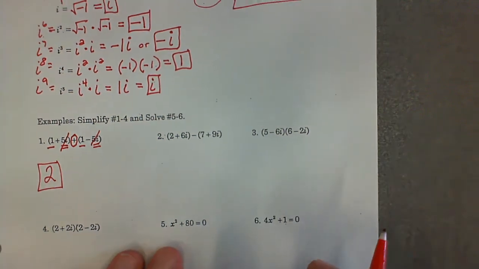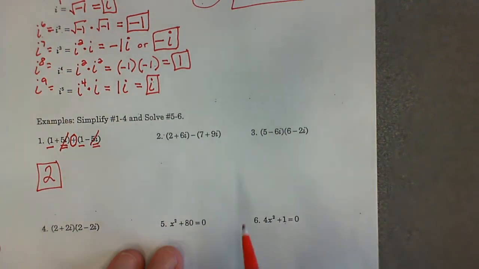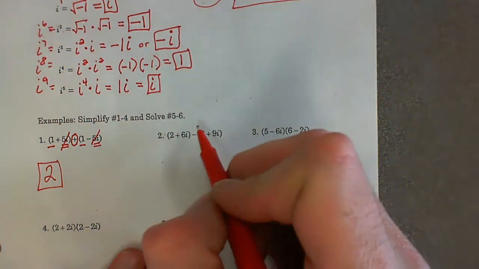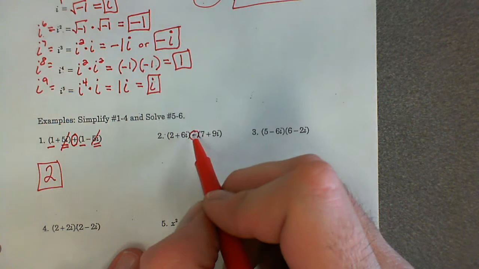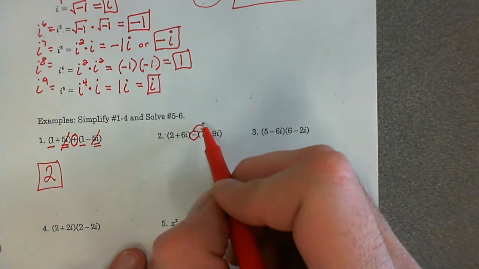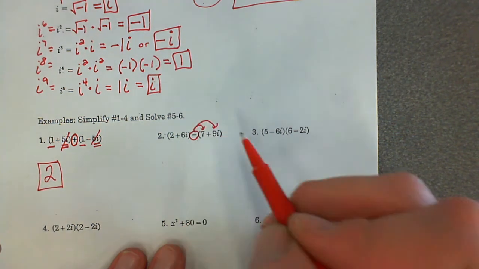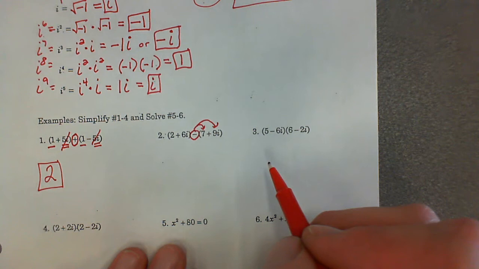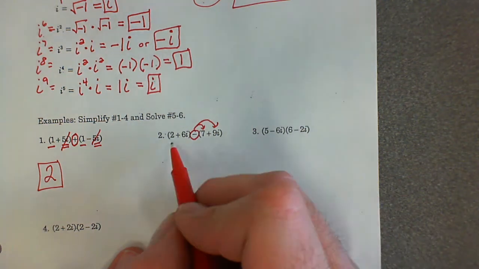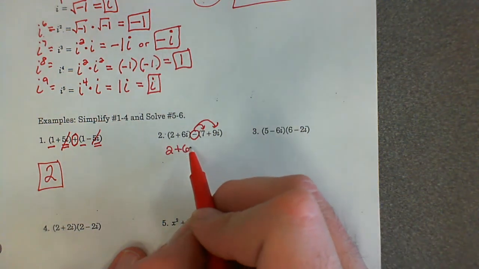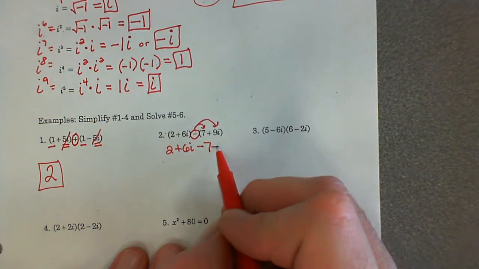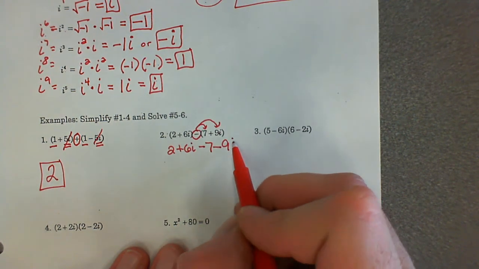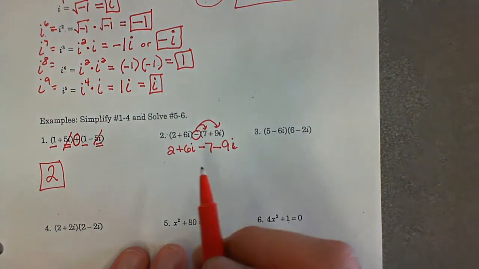Okay. On the second one, do we need to do FOIL on this one? The answer is no, because we are subtracting. So here we need to be careful because we need to subtract off the 7 and we need to subtract off the 9i. So it might be helpful to rewrite this. This is 2 plus 6i minus 7 minus 9i. And now we just need to combine up like terms.